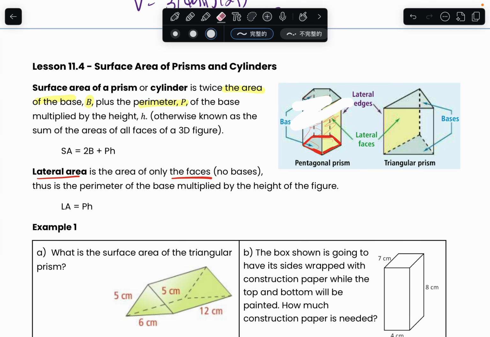Now, let's talk about surface area. For the surface area of prisms and cylinders, we will do the lateral area, which is Ph right here, and add the area of my bases right here and here. That will give me the surface area of the whole prism or cylinder. Now, let's take a few questions to practice.